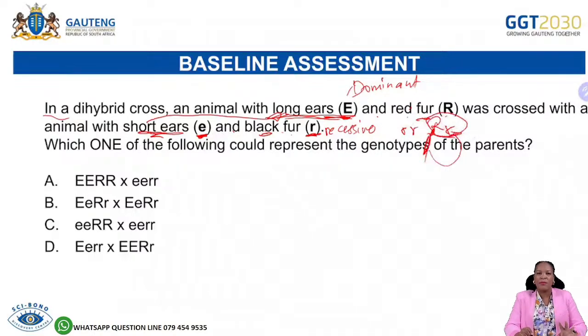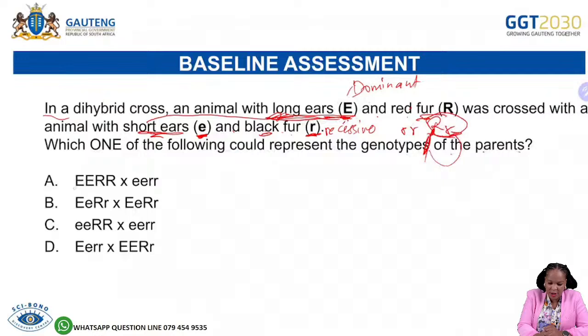We know long ears, big letter E, red fur, big letter R, and then short ears, small letter e, black fur, small letter r. Now, which one of the following could represent the genotype of the parents? So this parent, the one with long ears and red fur, let us start with the first parent. We are told that they have long ears. So for long ears, you expect them to have big capital letter E's.